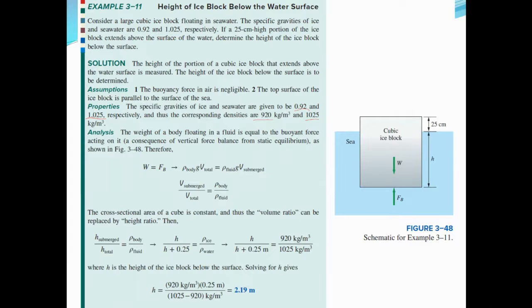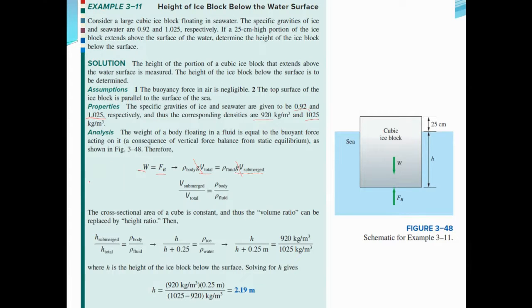The weight is equal to the density of the body times g times the total volume, while the buoyant force is equal to the density of the fluid times g times the volume of the fluid submerged or displaced. So g will cancel g, and then I have V submerged over V total equal to the density of the body over the density of the fluid. The cross-sectional area of a cube is constant.